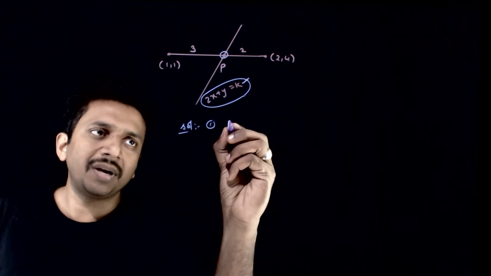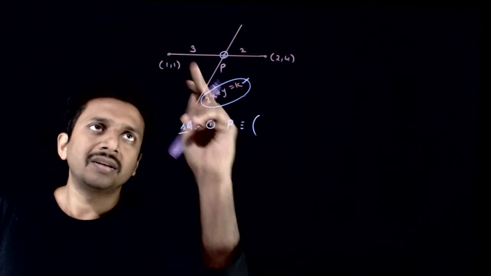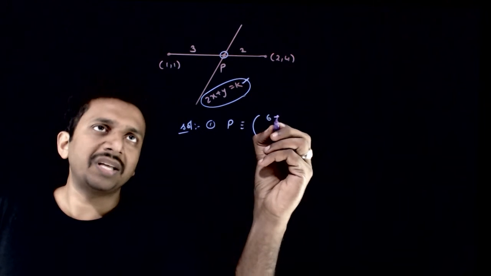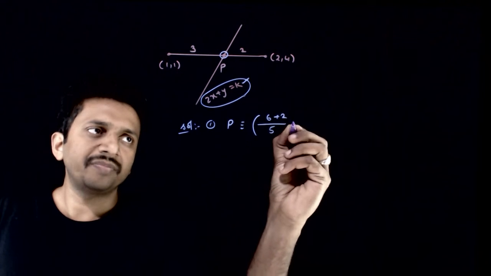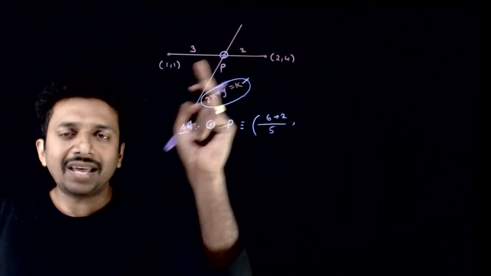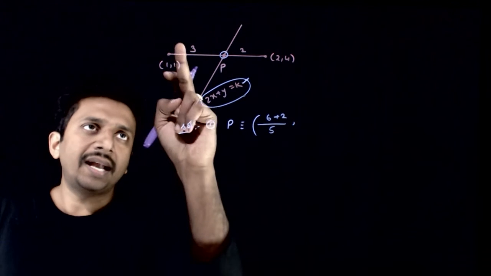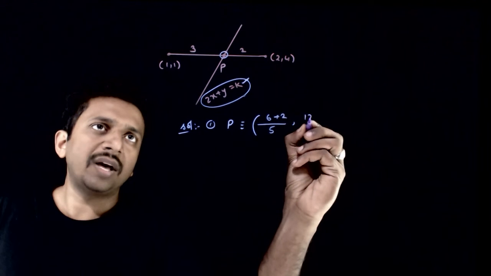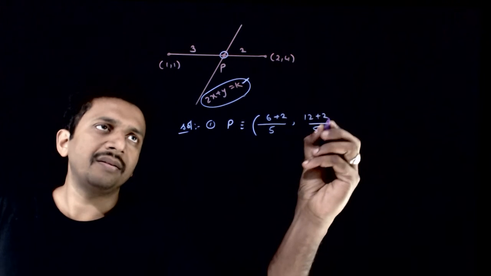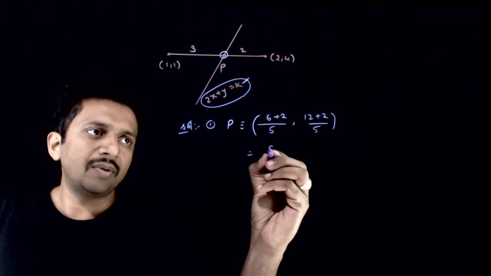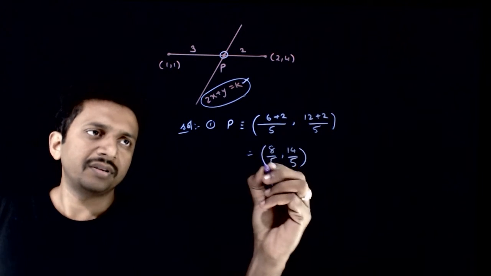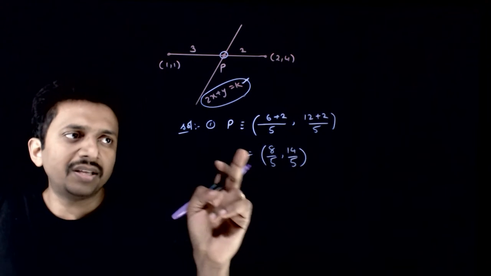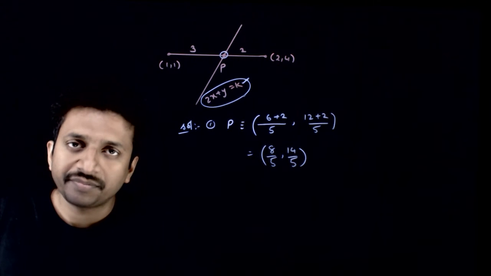So P is nothing but (3 times 2 + 2 times 1) by (3 + 2), which is 5. Using the section formula, (mx2 + nx1) by (m + n), we get (6 + 2) by 5, and for y, (12 + 2) by 5. That is equal to 8 by 5, 14 by 5. Right? The point P is (8/5, 14/5).